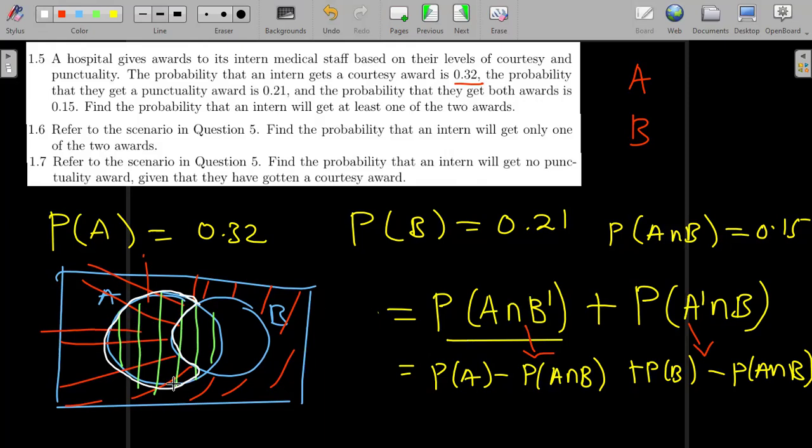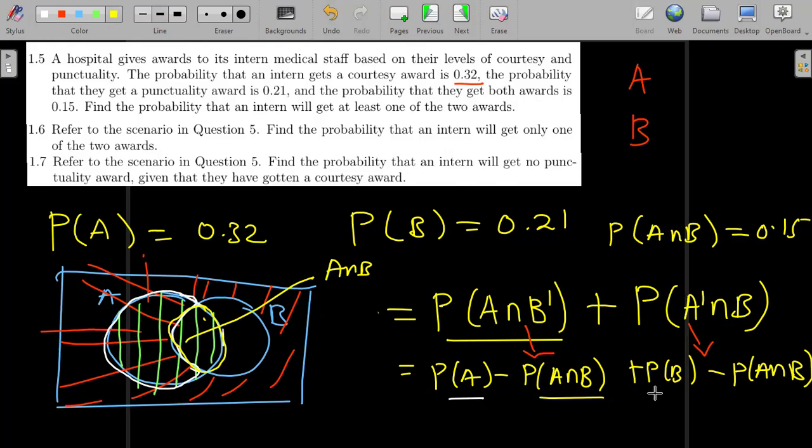If we shade this on the Venn diagram, it's just this part that I've traced in white. So finding the probability of this part is the same as finding the probability of this whole set A, which is what I wrote there, minus the probability of this part here. The probability of this part is simply A intersection B.